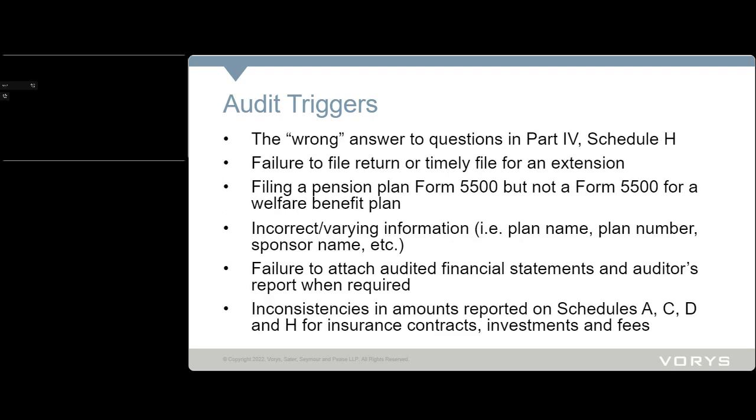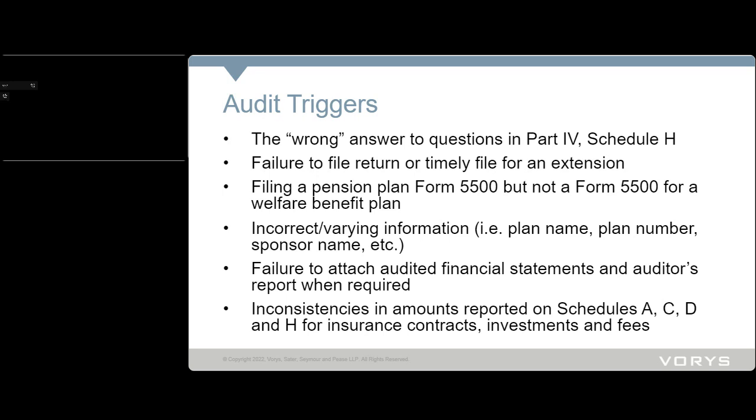Again, did you have a wrong answer? That's the example of that, right, in Part 4, Schedule H. That's my blackout period notice example. Failure to file a return or timely file for an extension. Filing a pension plan Form 5500, but not a 5500 for a welfare benefit plan. Incorrect, varying information like the plan name, plan number, sponsor name.